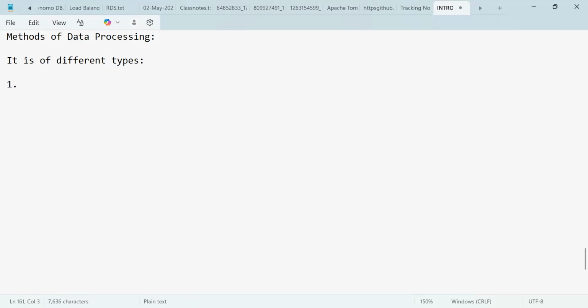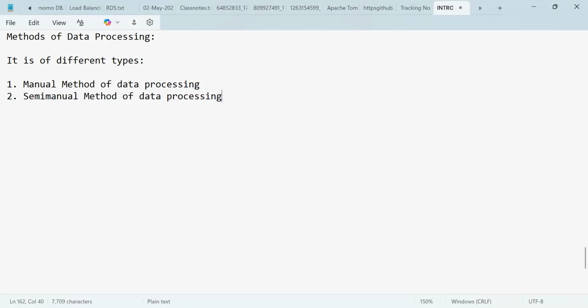The first one is the manual method of data processing. The second point is the semi-manual method of data processing. The third one is the mechanical method of data processing. It is four types.